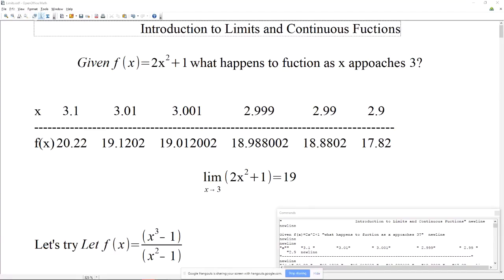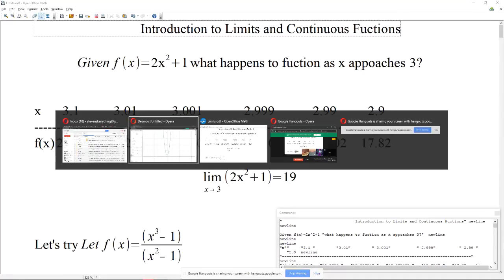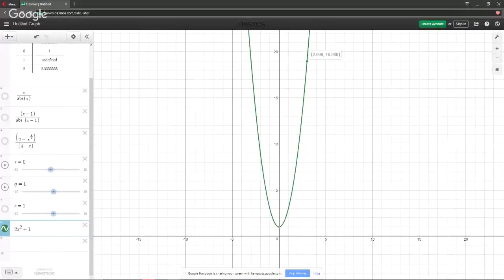Here we go. All right, so this is kind of giving us an indication of what we can expect to see. And then again, when we go to the graph, we can actually see that the limit is approaching 19 when I get to 3. When I'm actually at 3, boom, it actually is 19.